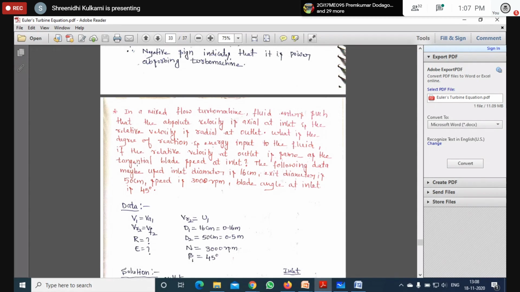If the relative velocity at outlet is the same as the tangential blade speed at inlet. They have given the relative velocity at outlet, so VR2 is the same as the tangential blade speed at inlet, that is U1. So VR2 is equal to U1, because in the problem statement itself they have given it. As per this statement, we are going to take VR2 is equal to U1.